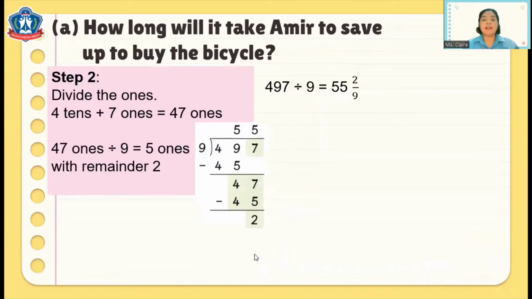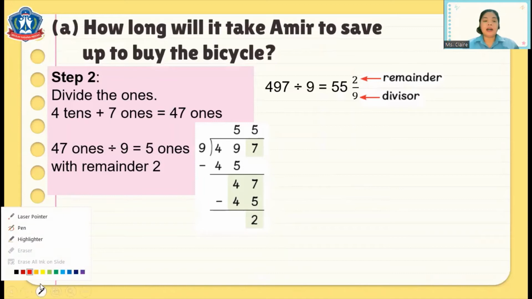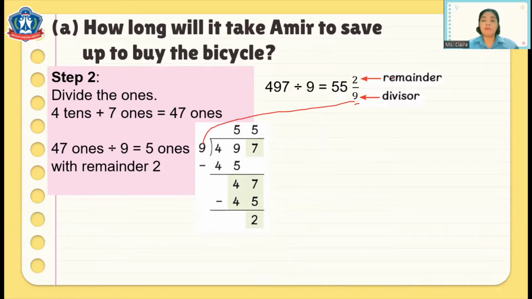The next step is we will divide the ones. So we have 4 tens plus 7 ones. It becomes 47. We will bring down the 7 ones. So we have 47 divided by 9. We have 5 ones. 5 ones times 9 is 45 ones. So we have a remainder of 2. So our answer is 55 and 2 ninths. The 2 here, children, is our remainder, and the 9 is the divisor.